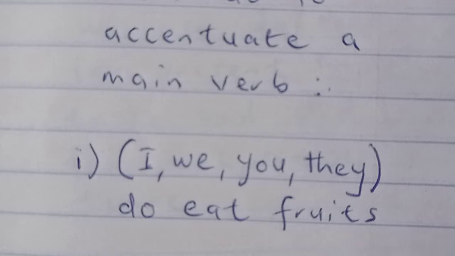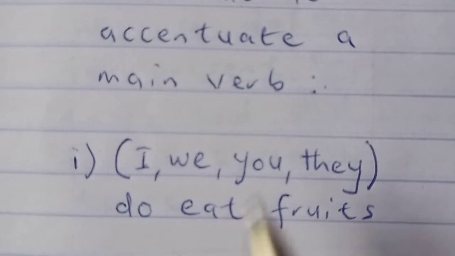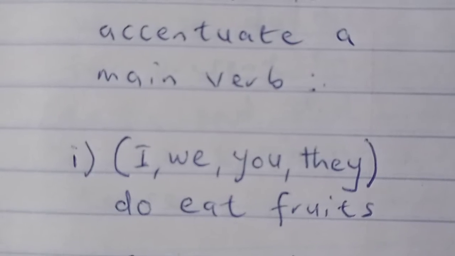It's okay. But when you want to emphasize this verb, when you want to accentuate this verb, when you want to make this verb more pronounced, then you use the primary auxiliary verb do to emphasize this main verb and make it more pronounced. And so you say, I do eat fruits. Now you're emphasizing. Or we do eat fruits. Or you do eat fruits. Or they do eat fruits. Now you're emphasizing. Okay? Let's take another example.